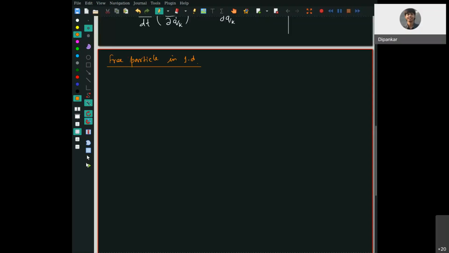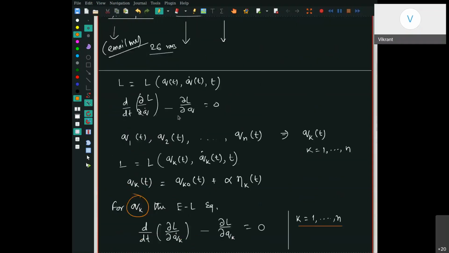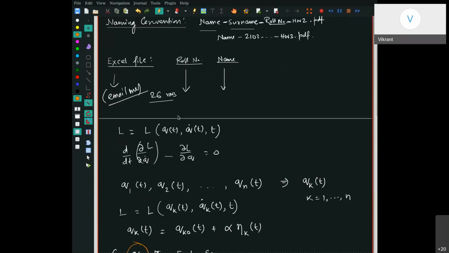Excuse me, sir. Yes. Sir, I have a doubt. When we are saying that there are k coordinates, for each coordinate, like for q1, there will be some correct path, let's say q01, and for the other coordinate it will be different. No. The path is just one path, and that is the path in the multidimensional space.